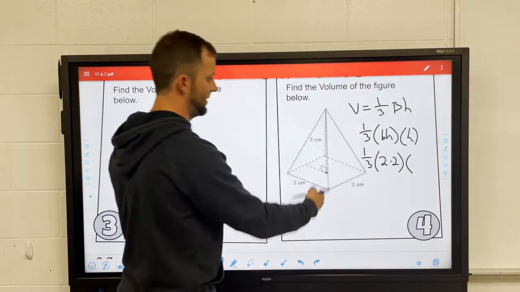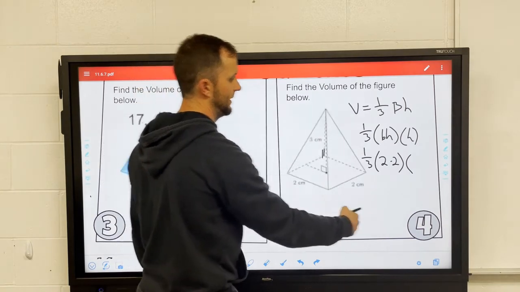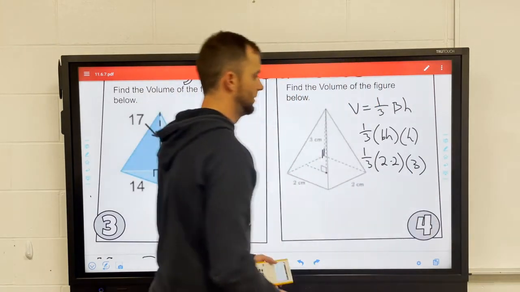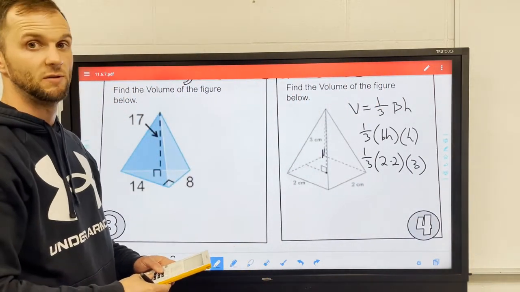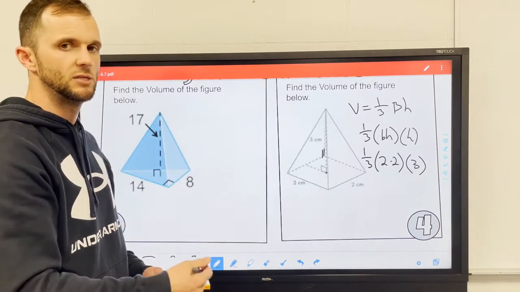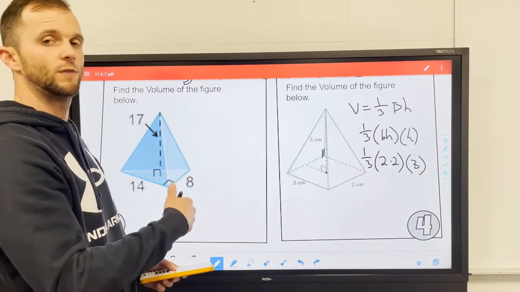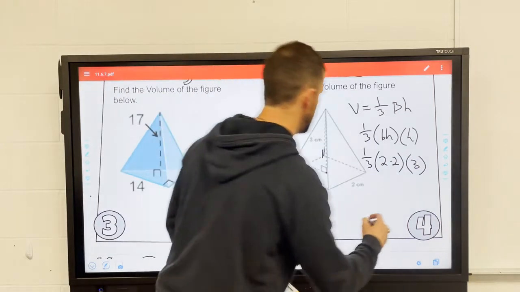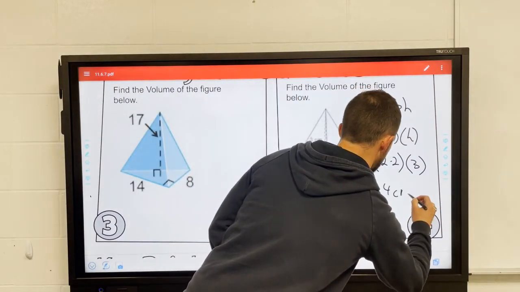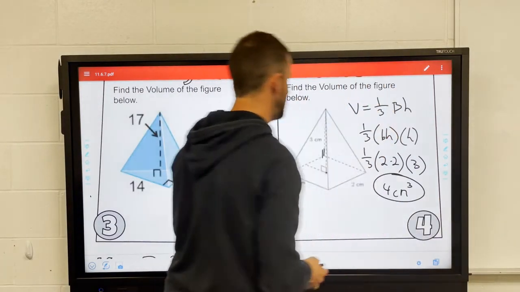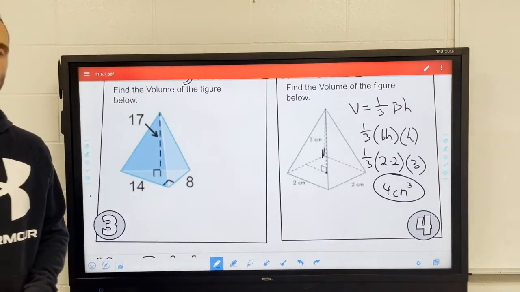And then I'm going to multiply that by my prism height, which is straight up and down, which is going to end up being 3. So 2 times 2 is going to be 4, times 3 is going to be 12. 12 times 1/3, or 12 divided by 3, is going to give me 4. So 4 centimeters cubed is going to end up being your total volume that's going to fit inside that pyramid, okay?